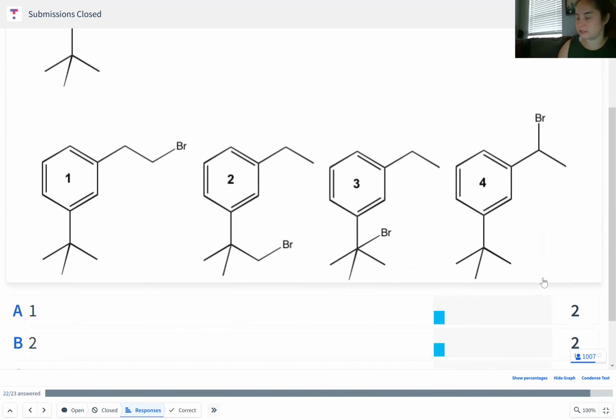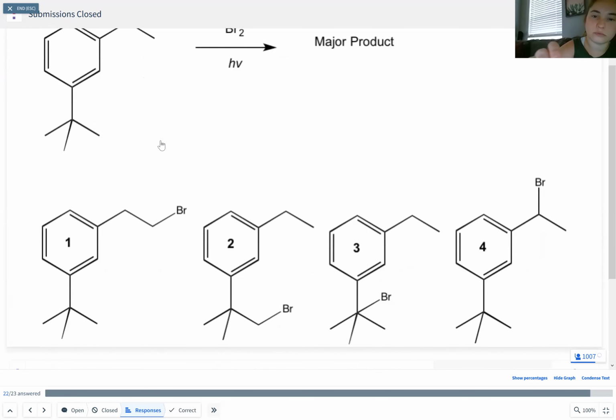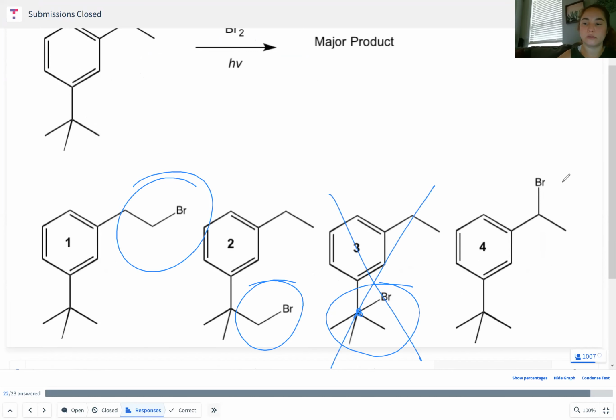I also want to show you guys there are a couple ways to eliminate some options. These are both kind of valid. Those are probably minor products. This one has a carbon with 5 bonds to it. We're not going to do that. So this is the correct answer.